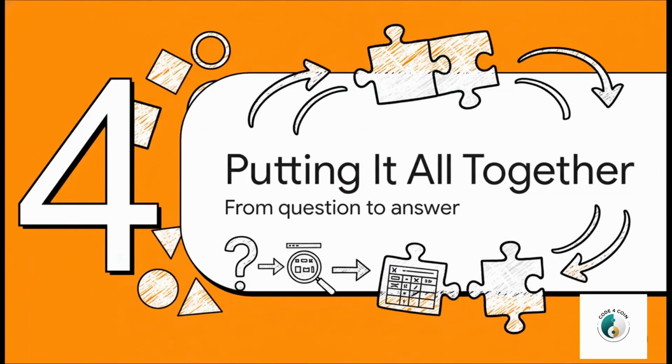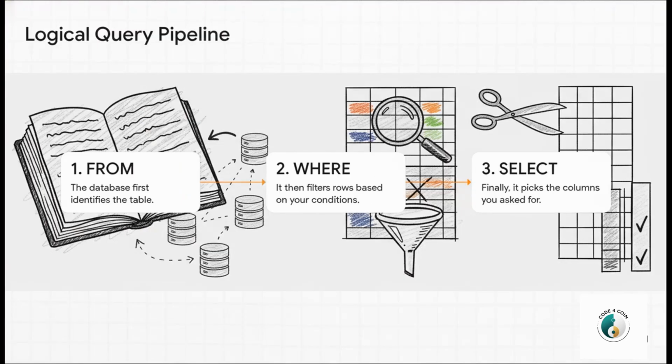Okay, let's take everything we've just learned and put it all together to build ourselves a complete, proper query. Now, here's a little secret about how the database actually thinks. Even though you write select first, the database actually processes the from clause first to get the data source. Then it runs the where clause to filter it all down, and only then, at the very end, does it select the columns you actually asked for.